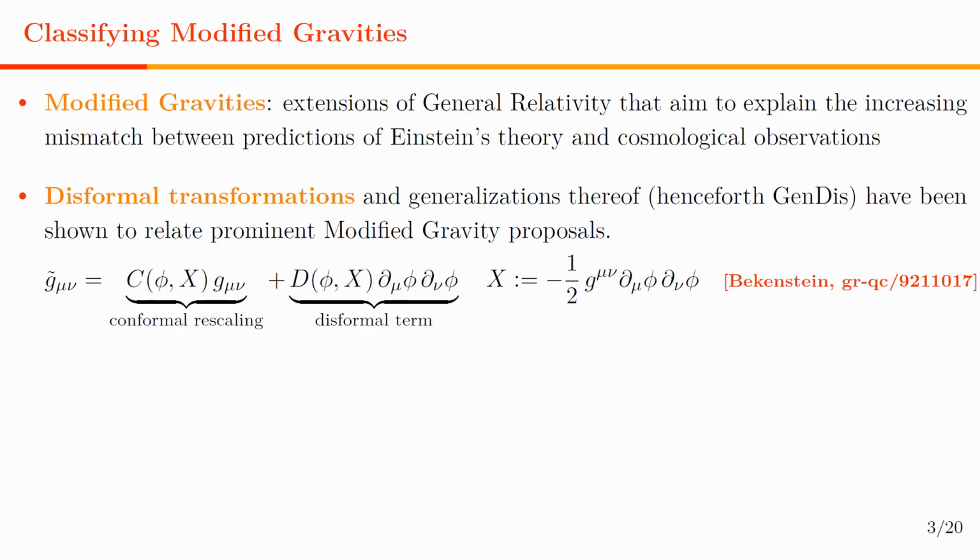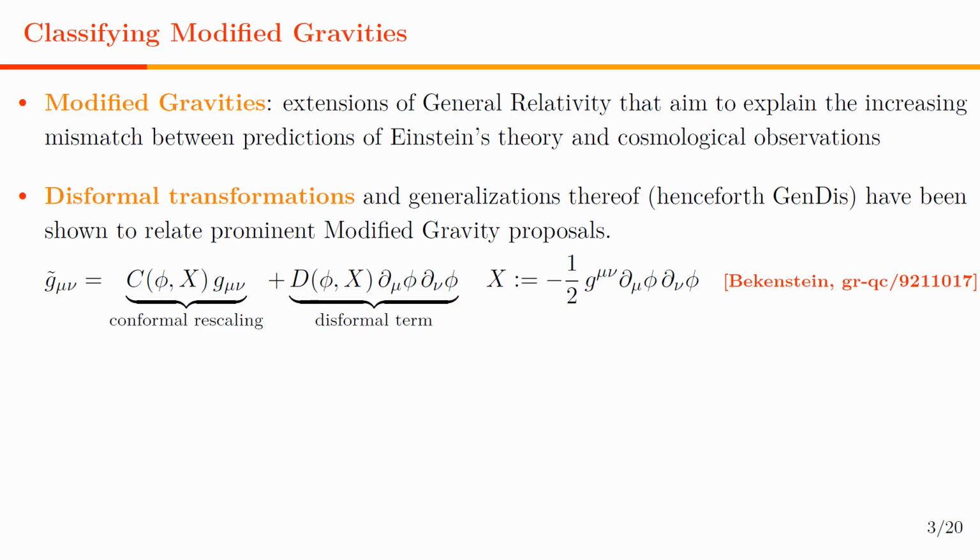Modified gravity is a term that refers to the several extensions of general relativity that have been put forward by theoretical physicists in the last 30 years to explain the mismatch between the predictions of Einstein's theory and the observations coming from cosmology. And the interest in disformal transformations and their generalizations comes from the fact that they have been shown to relate several of these models.